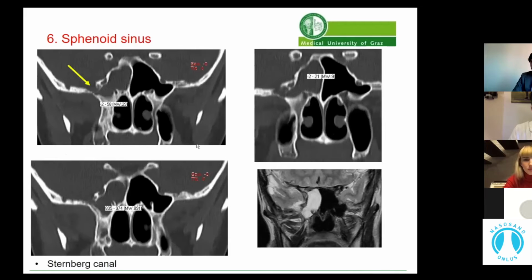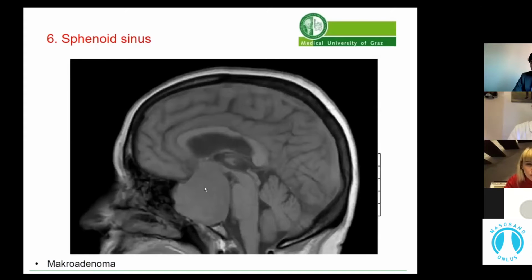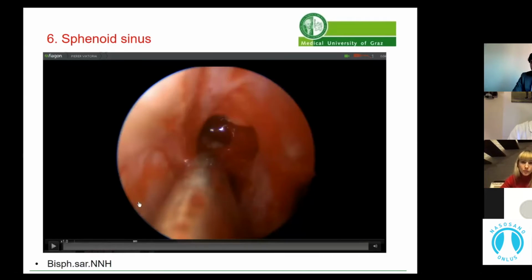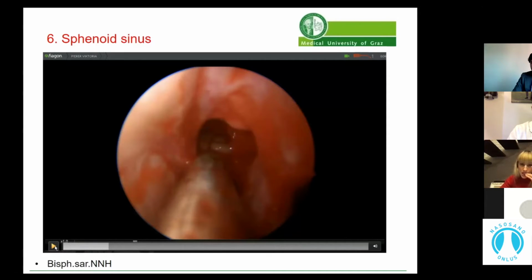Sphenoid sinus more posteriorly, of course, also be aware if you have an isolated disease in the sphenoid sinus. Here, an example of a meningocele through a persistent Sternberg channel, or for example here, a macroadenoma also filling up the whole sphenoid sinus. Just an example, this was a patient with a sarcoma of the paranasal sinus system.